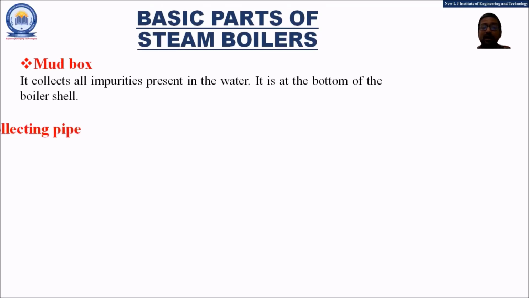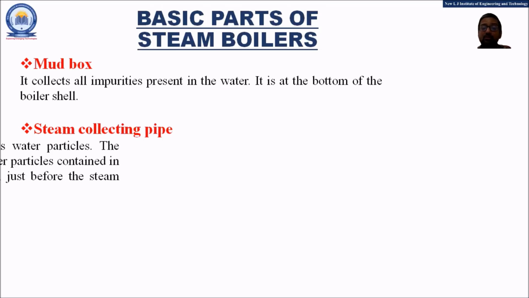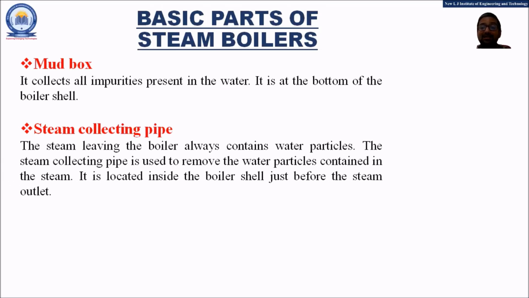The last component is the steam collecting pipe. In the textbook, this component is also known as the anti-priming pipe, and you will also be given the figure of the steam collecting pipe. The function is very easy. The steam leaving the boiler always contains some percentage of water particles. So the steam collecting pipe or the anti-priming pipe is used to remove the water particles contained in the steam. It is located inside the boiler shell just before the steam outlet.